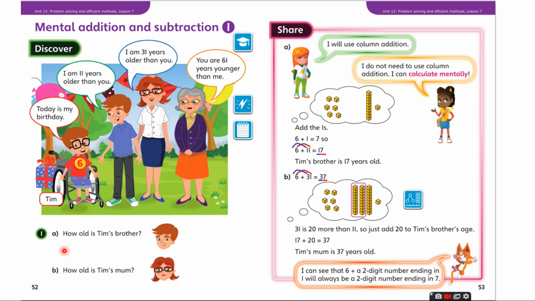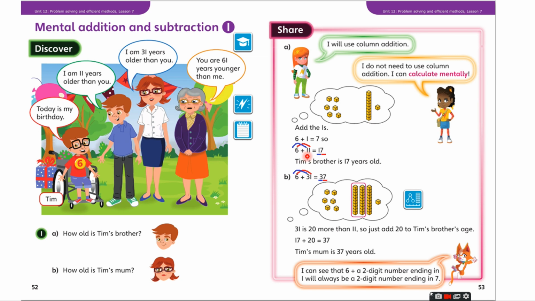Now, our question is, how old is Tim's brother? This one. I need to find his age. If Tim is 6 years old and his brother is 11 years older than him, how can I find his age? What shall I do? Okay, I'm going to add them together. 6 plus 11. When I add 6 plus 11, how can I do the addition?